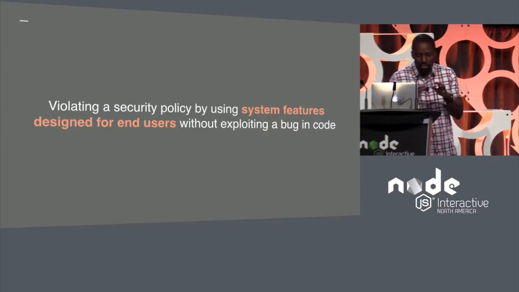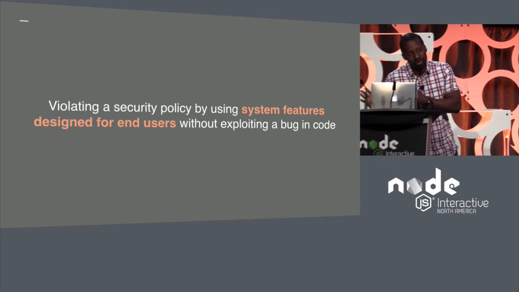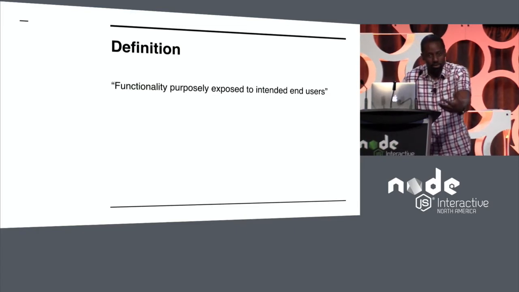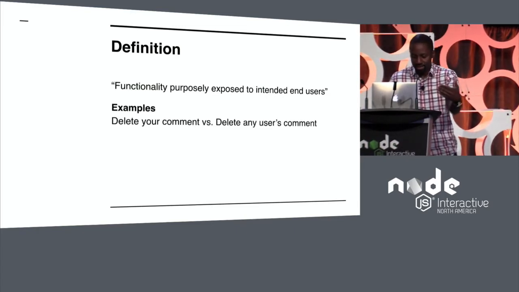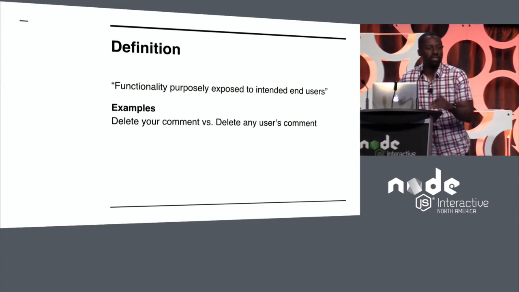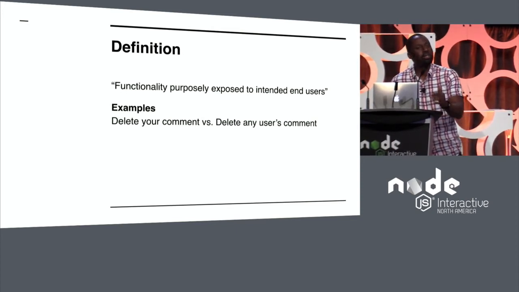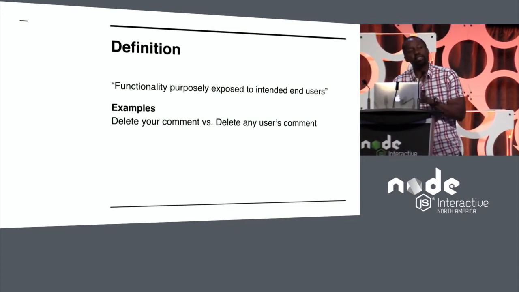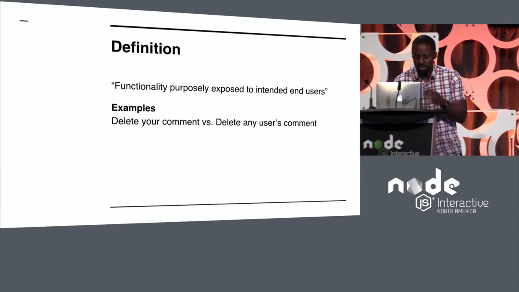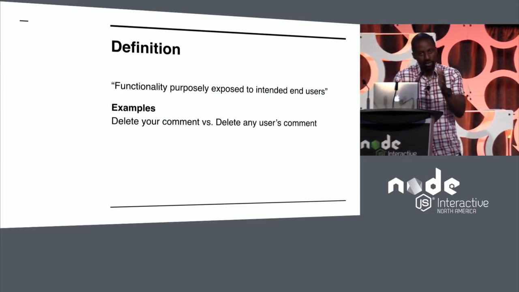And then the next part here is system features that are designed for the end users. What do we mean here? Obviously, we're talking about the functionality that's purposely exposed for end users. To compare and contrast, deleting your comment versus deleting any user's comment. You might have an admin user who has the ability to delete any user's comment, but the average user on your website probably shouldn't have the ability to delete all comments. That would suggest a privilege escalation vulnerability probably exists that allows them to do that, and that really isn't going towards what we're talking about with respect to functionality abuse.